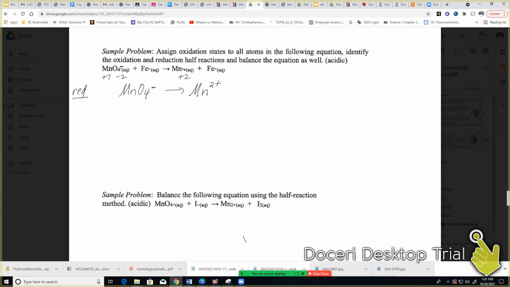Okay, now my Fe was pretty easy. It was a plus two, and then over here it's a plus three. So that would be my oxidation half reaction.